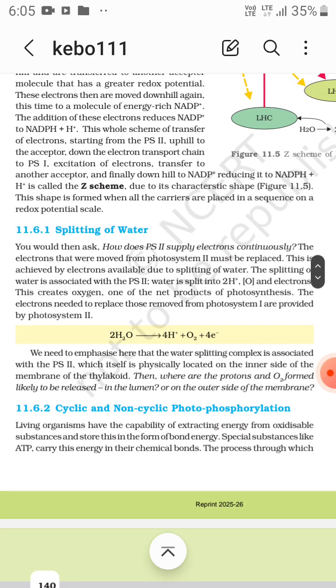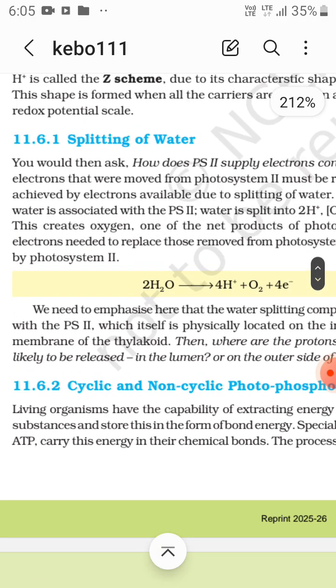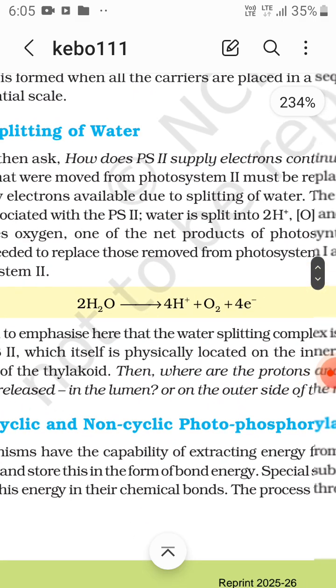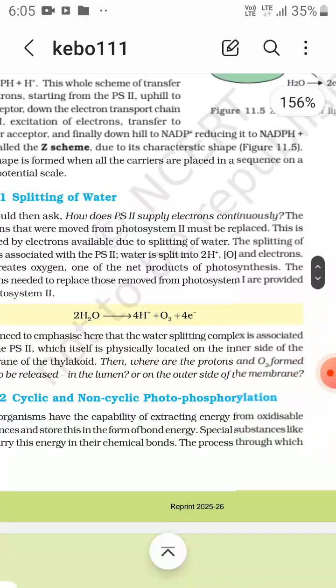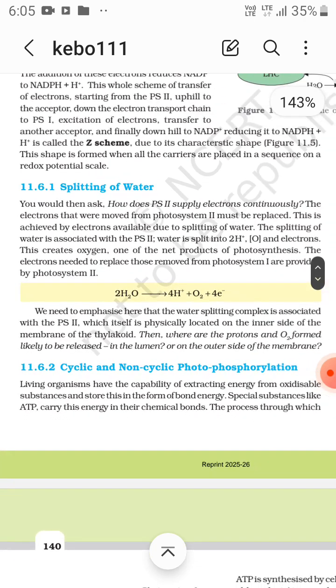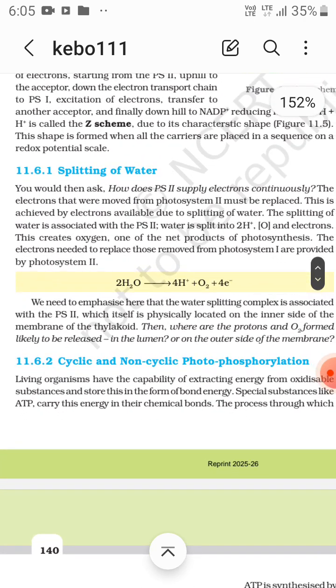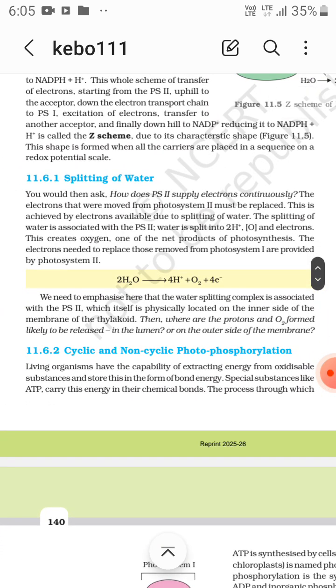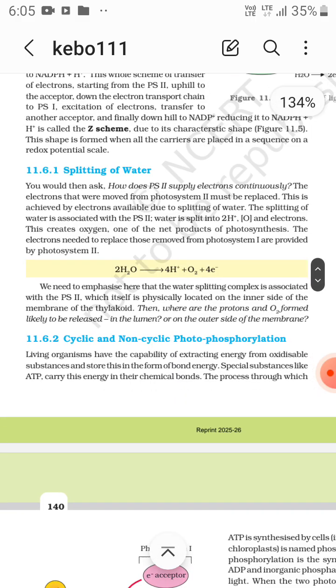The electrons needed to replace those removed from photosystem 1 are provided by photosystem 2. So this is 2 H2O to 4H+ plus O2 plus 4 electrons. We need to emphasize here that the water splitting complex is associated with PS2, which itself is physically located on the inner side of the membrane of the thylakoid. Okay, then where are the protons and oxygen likely to be released? In the lumen or on the outer side of the membrane.